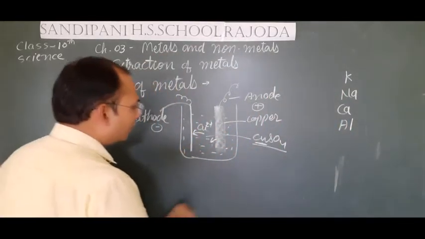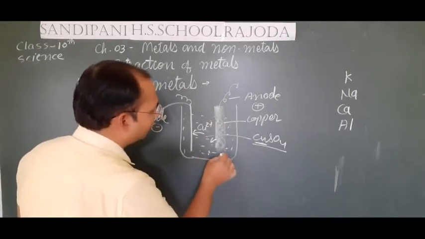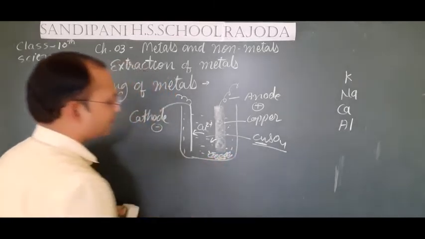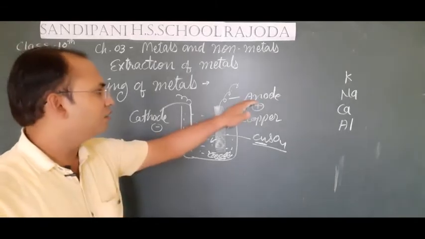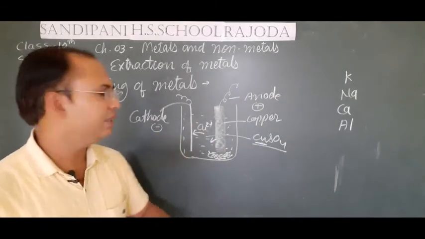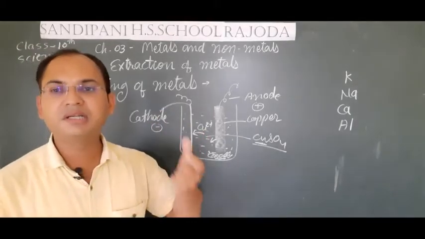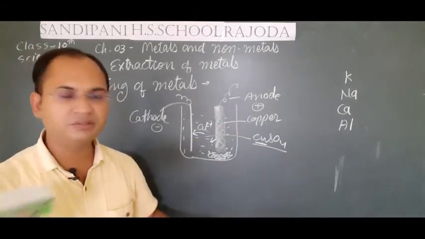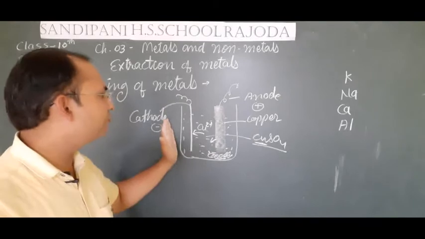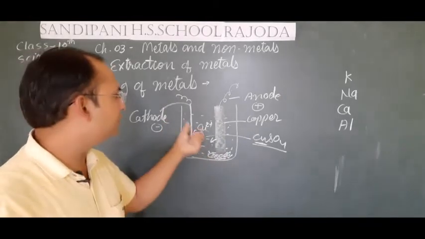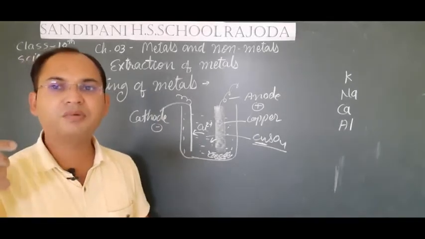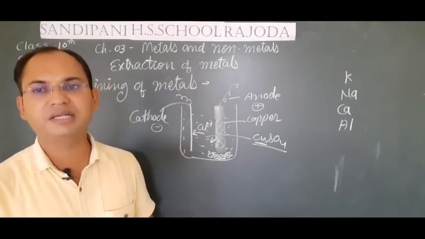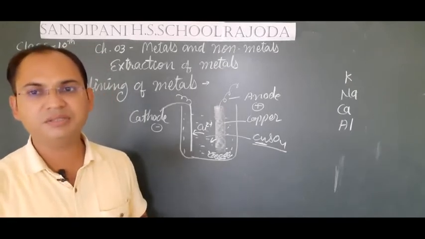Now, the impurities that are present in the anode will get deposited in the bottom of the container, and slowly the anode will get thinner and the cathode, which was thin, will get thicker. A time will come when the whole anode will get dissolved in copper sulfate, and an amount of copper equal to the dissolved copper will get deposited on the cathode in the form of pure copper, because impurities, which are not good conductors of electricity, will get deposited in the bottom of the container.